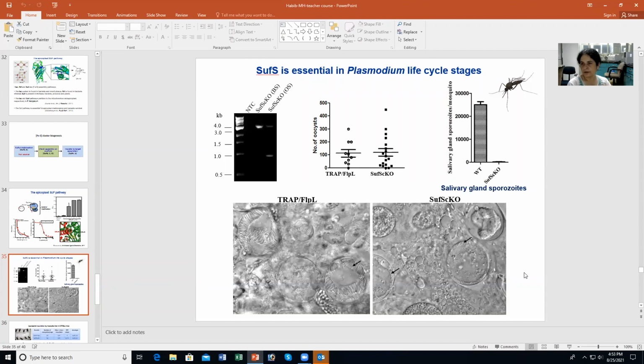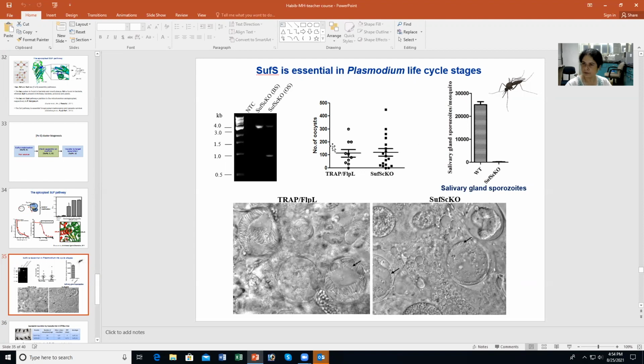Now, as I mentioned earlier, SufC had been knocked out by Gisselberg's group, Gisselberg et al. in 2013, and they had shown that if you knock out SufC, blood stage infection is affected drastically and there is parasite death. So we tested our knockout for PfSufS, and with my colleague here, we made stage-specific knockouts. I'm not describing the process, it is a long process, but basically you have a knockout system which is stage-specific, so you can generate knockouts only in the sporozoite stages. Here you have the TRAP-FLP system, and this is a SufS knockout in a TRAP-FLP background.